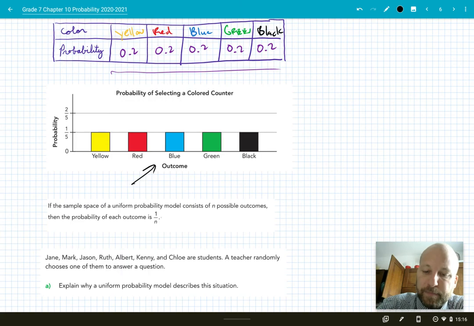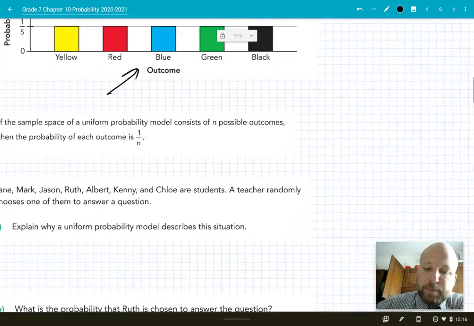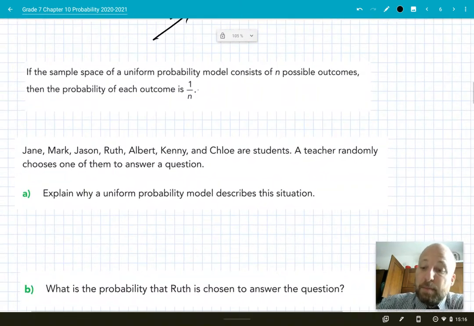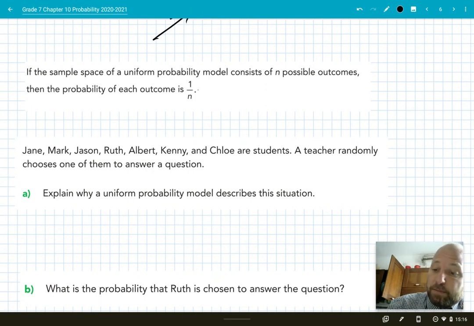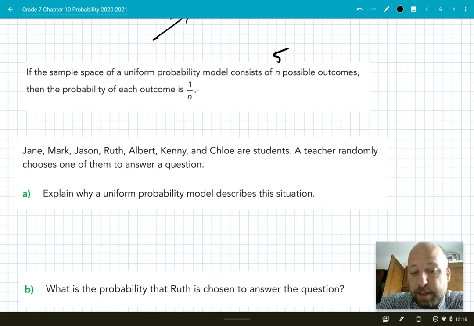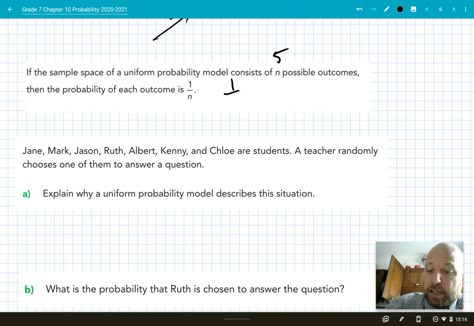If the sample space of a uniform probability model consists of n possible outcomes, like we had 5 possible outcomes in our last one, then the probability of each outcome is 1 out of n, or in our case, 1 out of 5, which is that 20%.